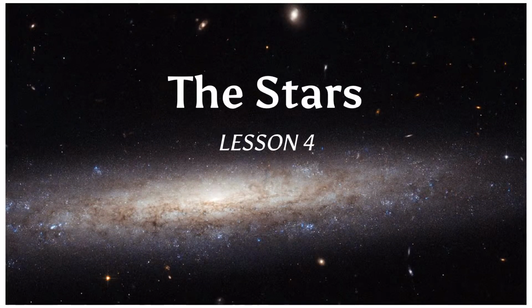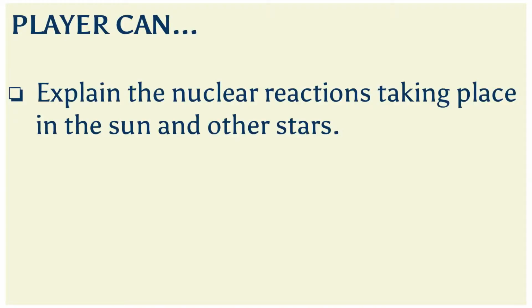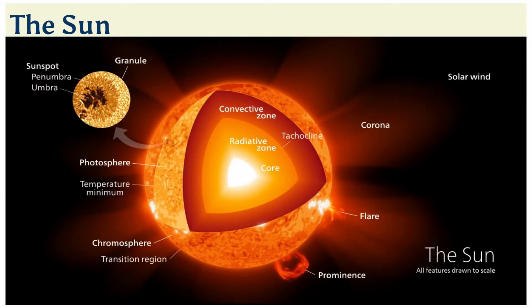This is lesson number 4 on the stars, ES essential outcome number 7. In this lesson, we're going to explain the reactions taking place in the sun and in other average size stars. So when you are done with this lesson, you should be able to explain those nuclear reactions taking place in the sun.